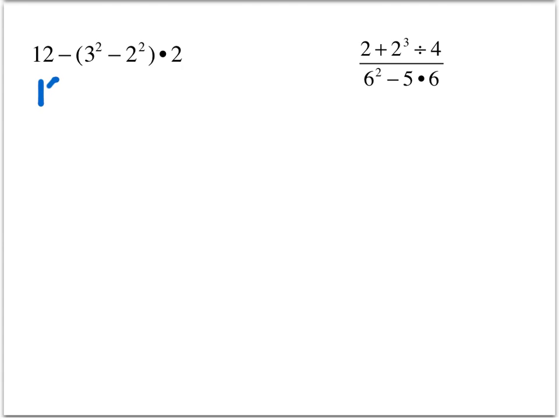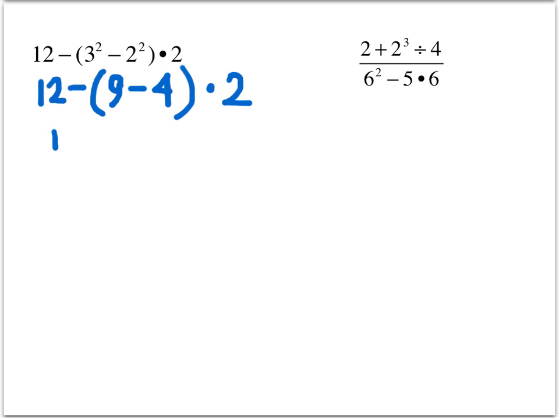So I like to write out stuff, and you'll be expected to do that too. I'm going to do the exponents. 3 squared is 3 times 3, which is 9. 2 squared is 2 times 2, which is 4. And then I have this dot here, which is like a times symbol.